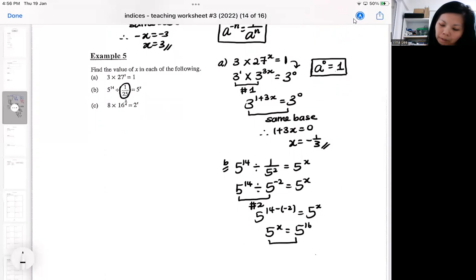So I end up with the same base, and therefore my x is 16. Okay, so that's how we go about playing around with this kind of thing.